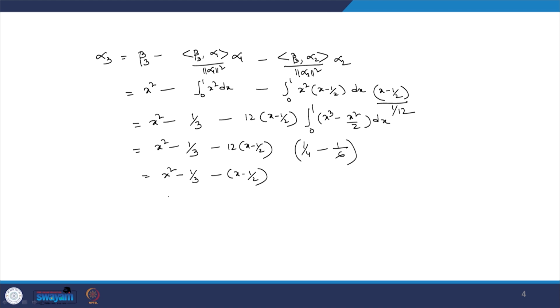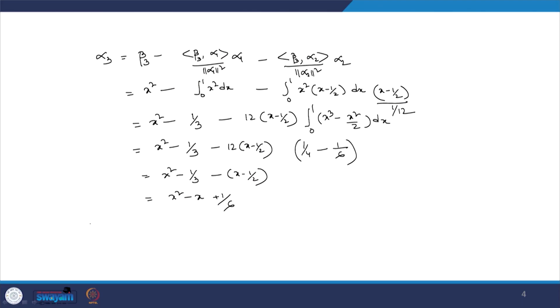So, alpha 3 equal to, I am getting in the end, x square minus x, and this will be plus 1 by 6, if I am plus 1 by 2 minus 1 by 3. So, I have alpha 3 is equal to this one. So, we have already obtained the corresponding orthogonal basis alpha 1, alpha 2, alpha 3. Now, also we have to calculate what is the norm of alpha 3 square.